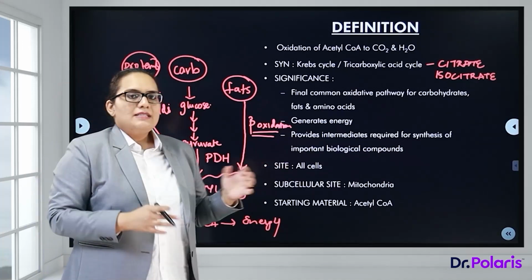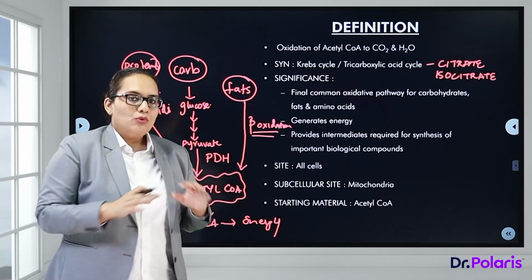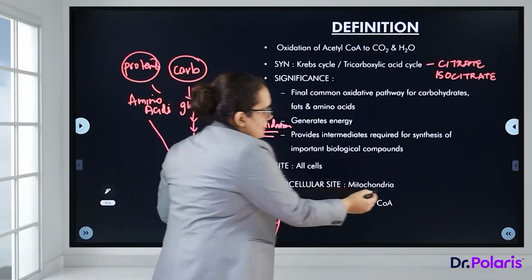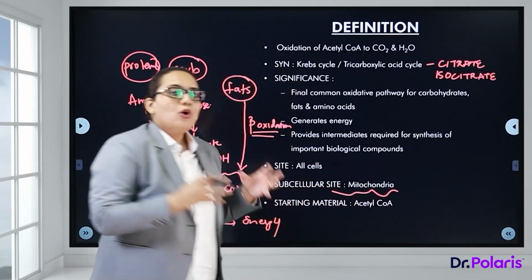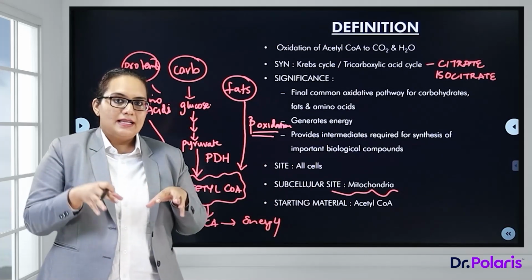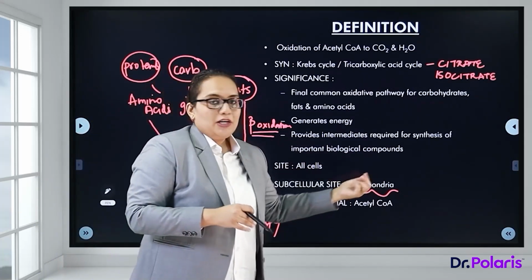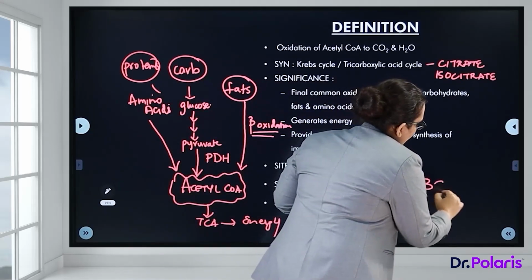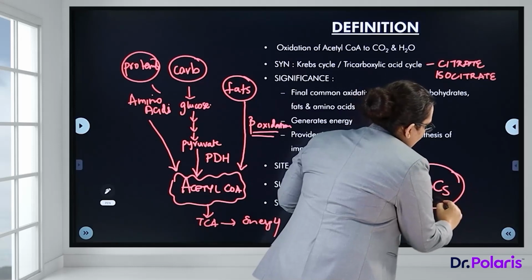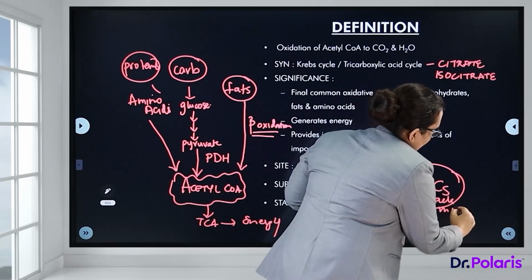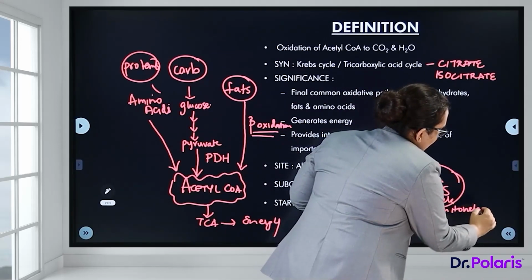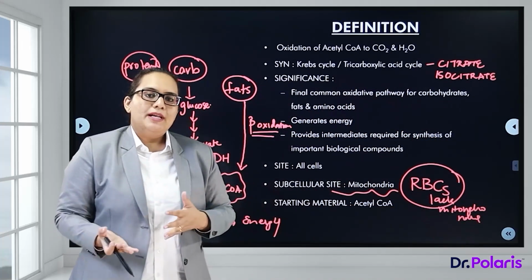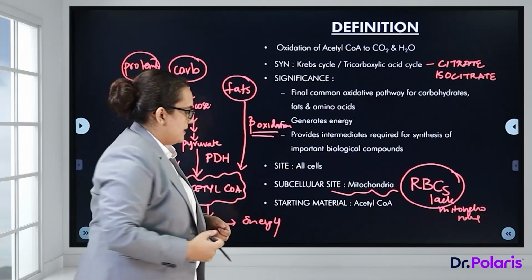So the major site: this cycle occurs in most of the cells except the cells which do not have mitochondria, because that is the subcellular site in which the enzymes of the TCA cycle reside. The cells which do not have mitochondria are red blood cells, RBCs. Mature RBCs or erythrocytes are the ones which lack mitochondria. Hence, TCA will not operate in RBCs, whereas it will operate in all the other cells where mitochondria exist.